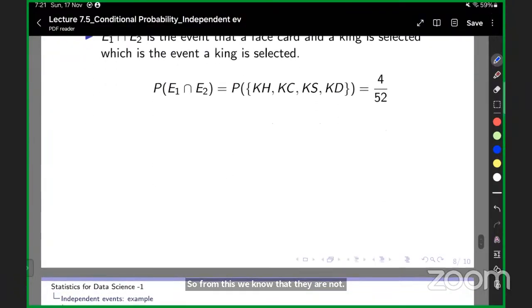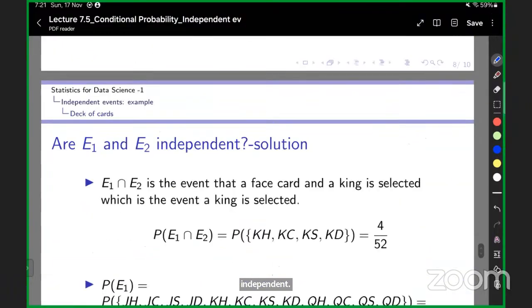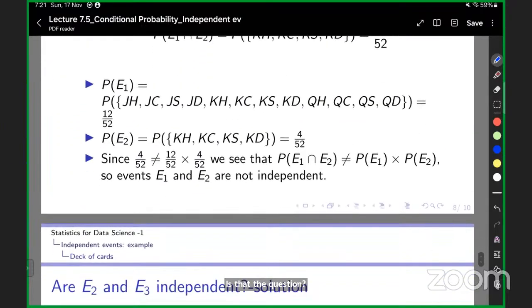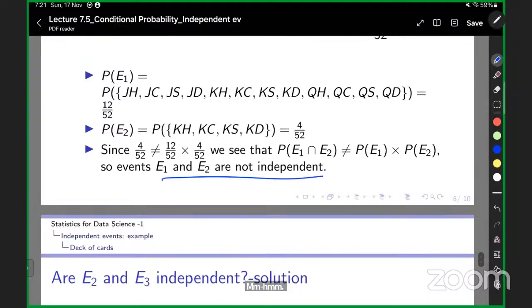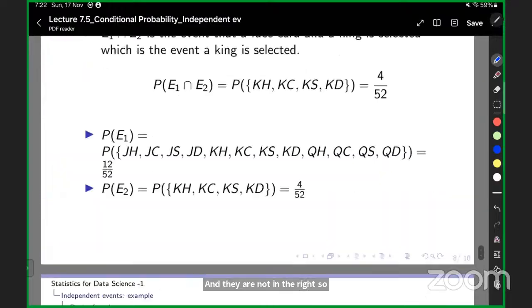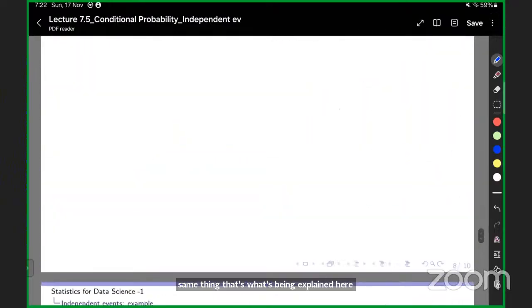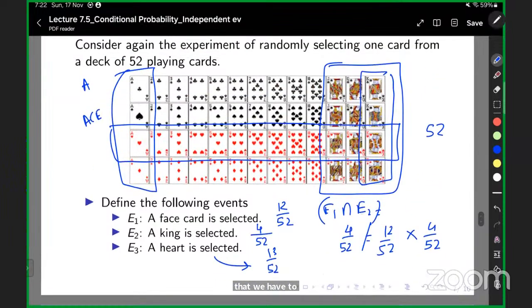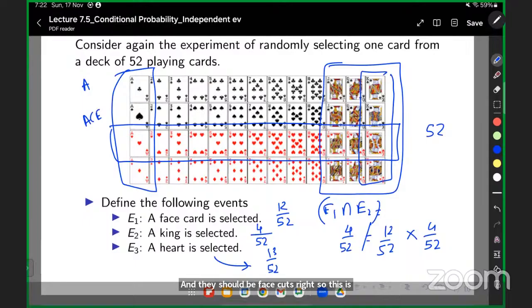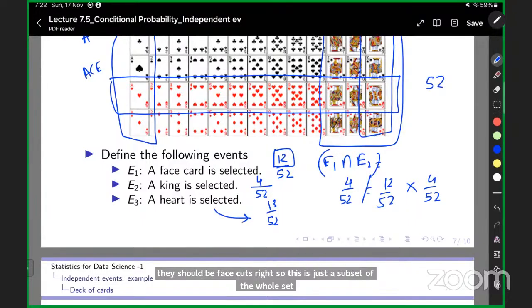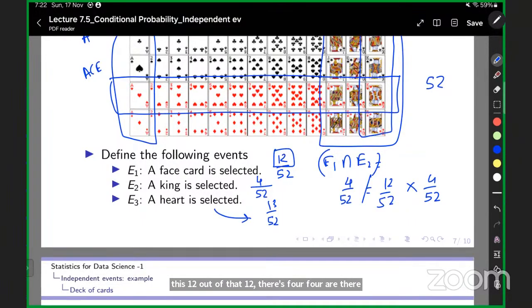Is that the question? Yeah. And they are not independent, right? So same thing, that's what is being explained here. That's what it means, that we have to pick all the kings and they should be face cards, right? So this is just a subset of the whole set. This 12, out of that 12, these four are there, right? And they are not independent.